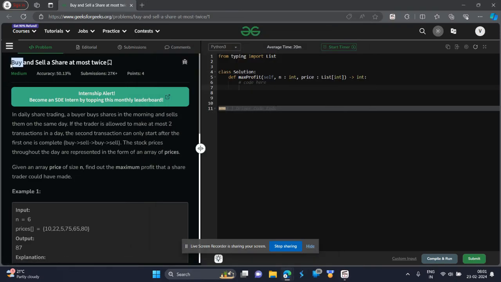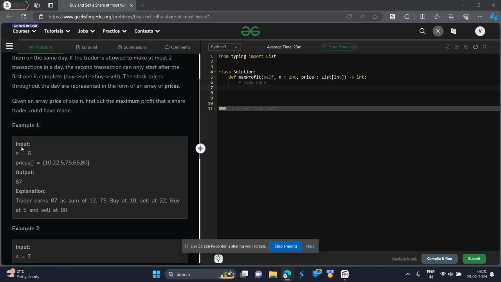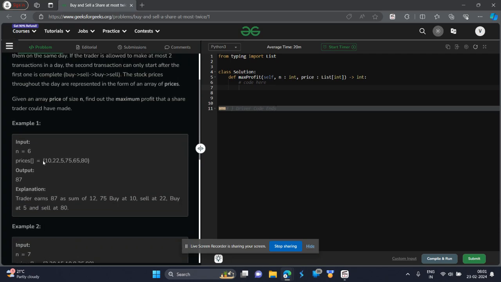We're going to solve buy and sell a share at most twice. In this question, we are given an array of stock prices. We have to do two operations. We'll buy the first stock, sell it. One process gets complete. Then buy the second stock and sell it in order to maximize our profit. And the second share must be bought only after the first share has been sold.